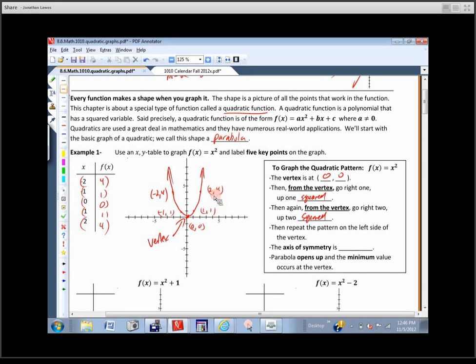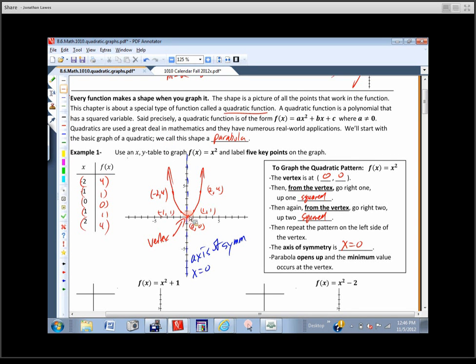Okay, then we've got something else. You'll notice that this point here was 2, 4, and this one was negative 2, 4. This was 1, 1. This was negative 1, 1. We have what we call an axis of symmetry. So the right looks exactly the same as the left. So we've got this nice fold symmetry or reflective symmetry. On this one, the axis of symmetry is x equals 0. The parabola opens up, and the minimum value, meaning the minimum function value, the smallest the function gets, is right here. That happens at the vertex. So we've got all these big points right here. Come down, come down, come down.